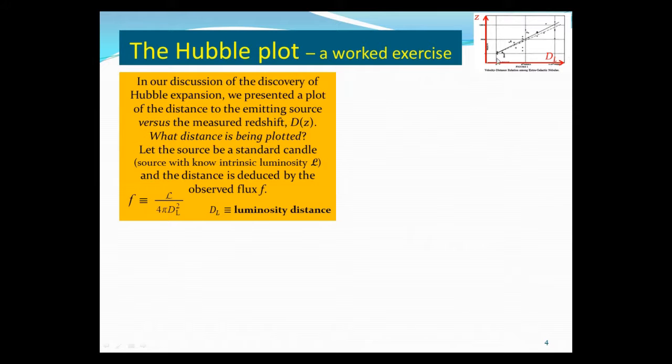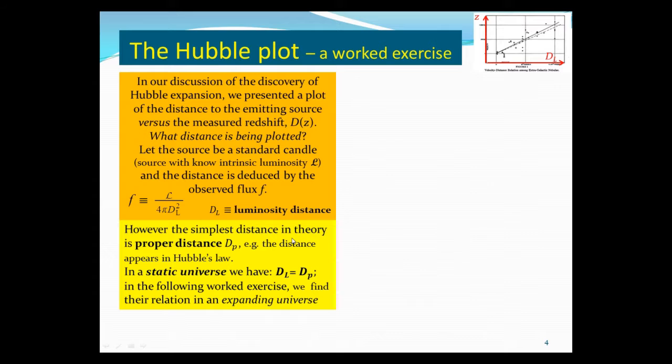In fact, the Hubble plot is the distance, which means the luminosity distance, versus the redshift velocity. However, the simpler distance in theory is the proper distance, that is, the distance that appears in Hubble's law, for example. Now, in a static universe, the luminosity distance and the proper distance are the same, so it really doesn't matter. But we're going to work out the case in the expanding universe. They're different. The question is in what way they're different and how they're related.